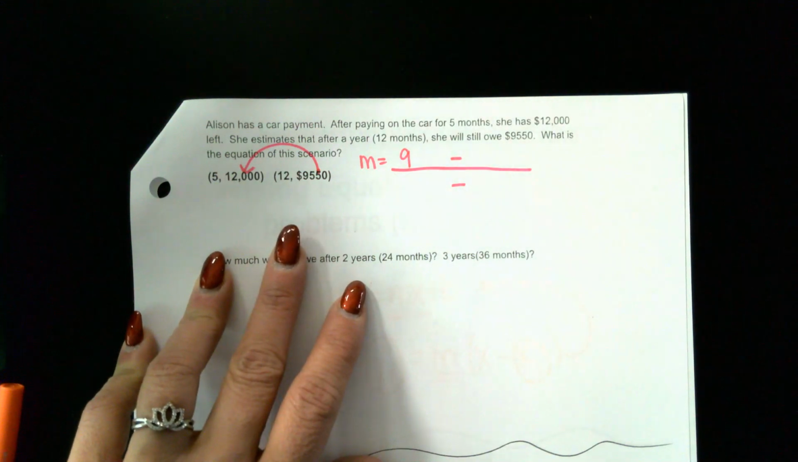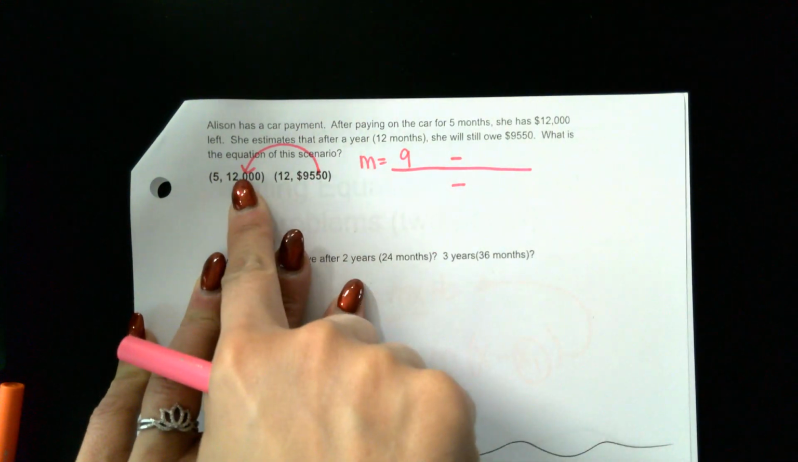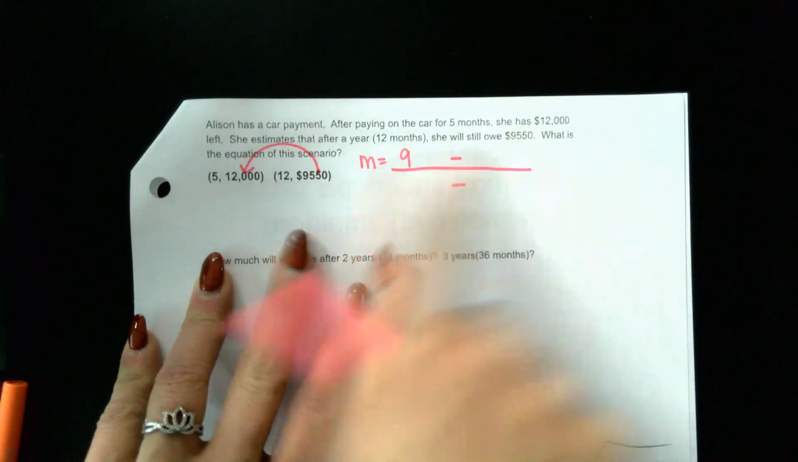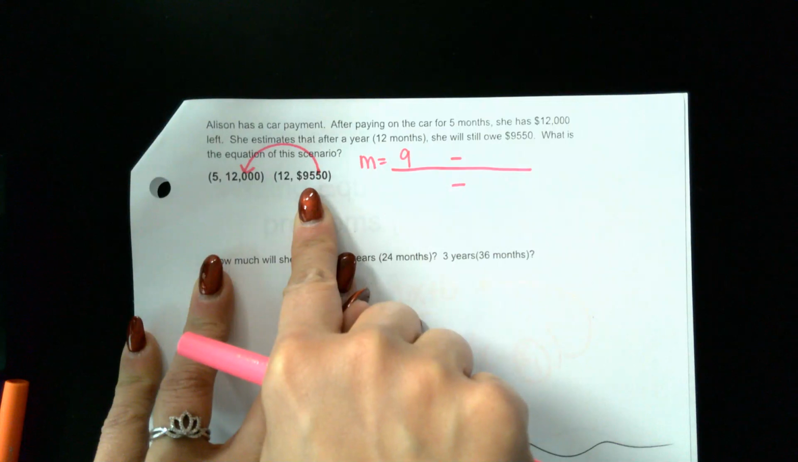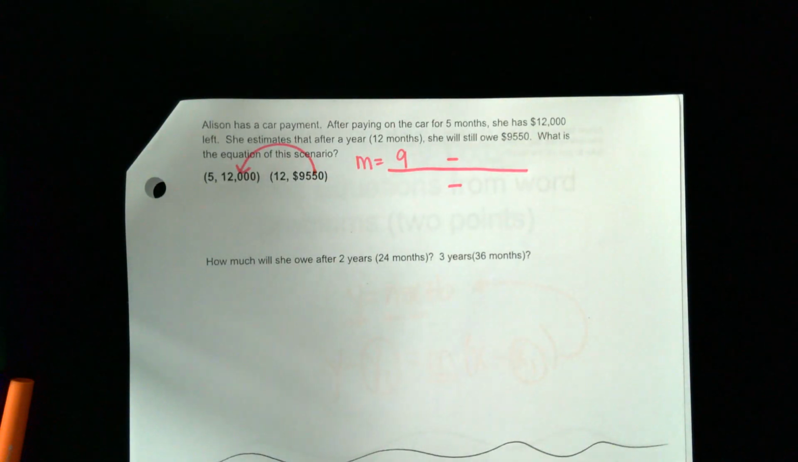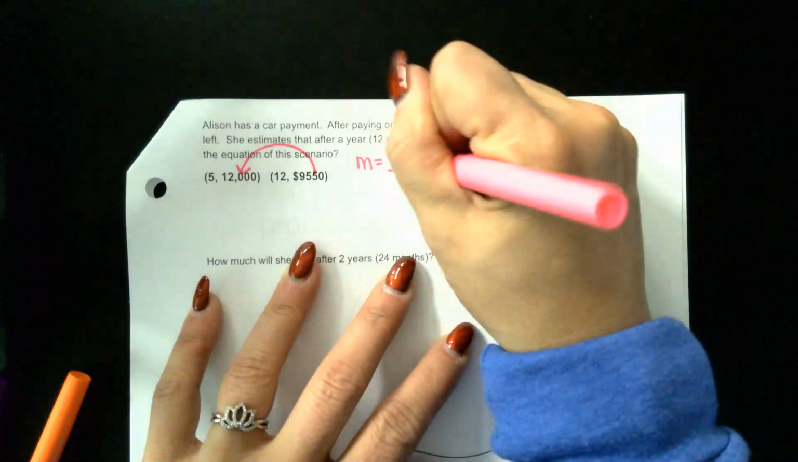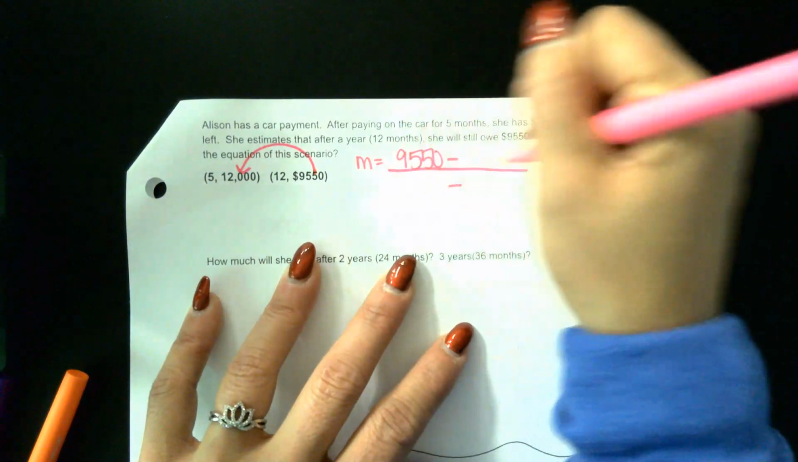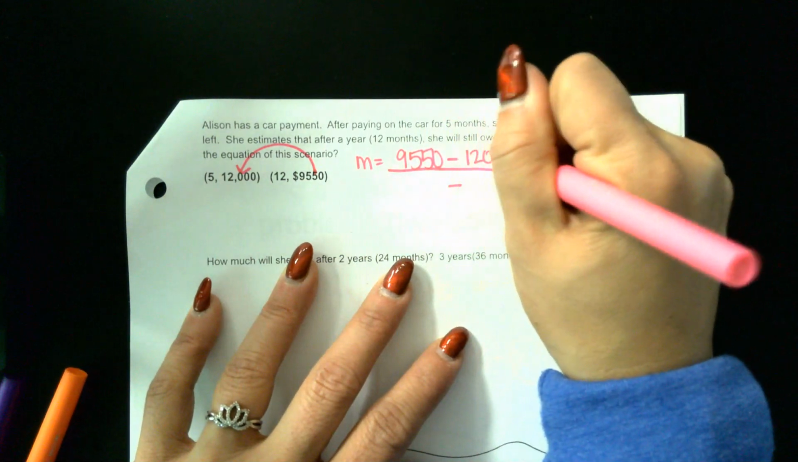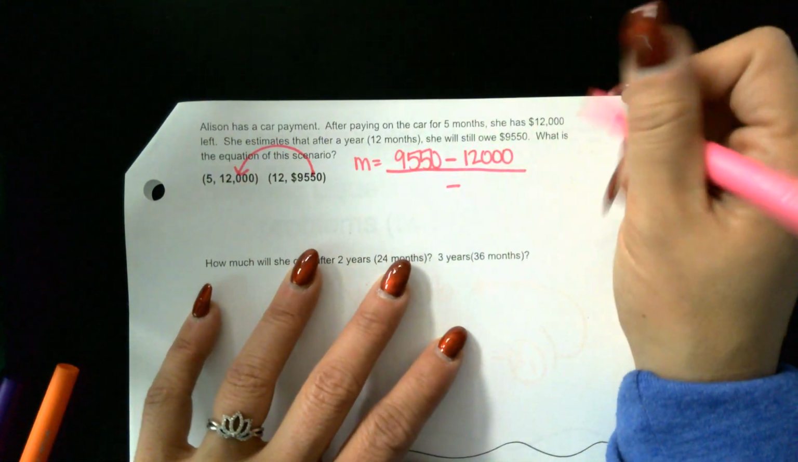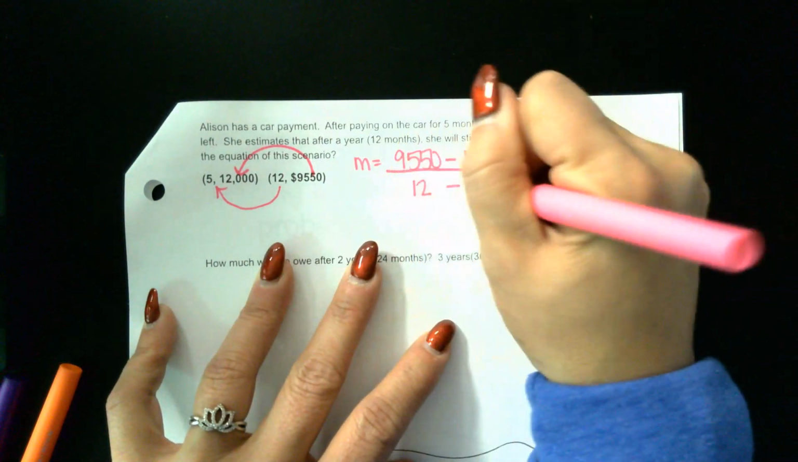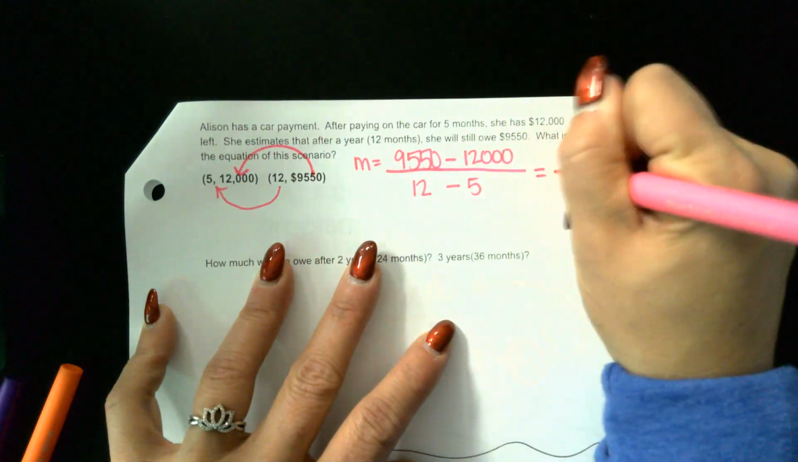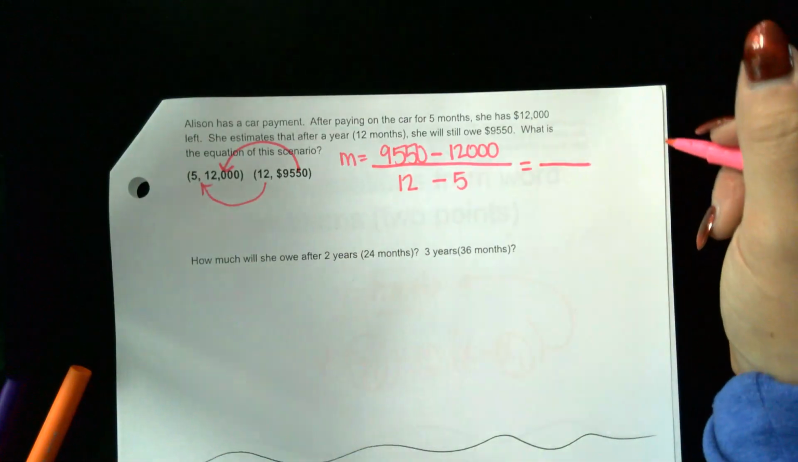If you were setting it up like Trinity does, it'll be bigger minus smaller up top, but then on the bottom, Trinity would get a negative. Okay? So either way, we're going to get one positive, one negative, which makes the entire slope negative. So 95.50 minus 12,000 up top. And what do I write on the bottom? 12 minus 5. And you guys can do that math for me.